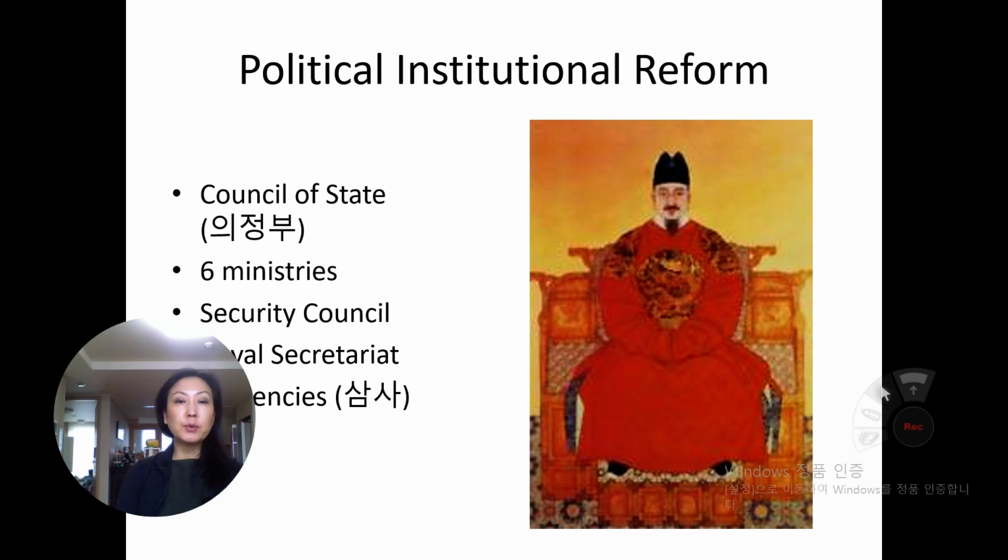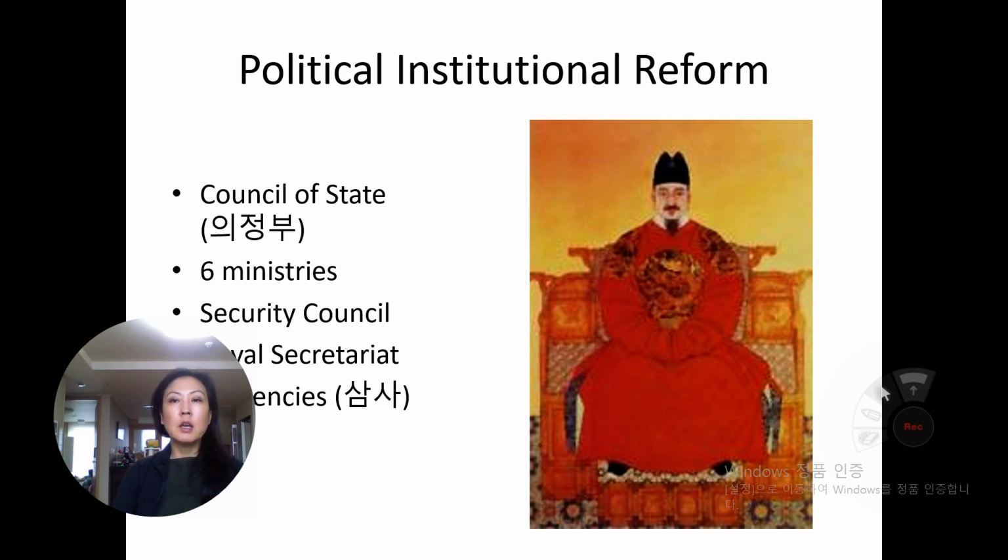And then there were the three agencies. These were largely for, one was the Inspector General, which was for surveillance, and another was to try to ensure that there was quality control amongst the government.